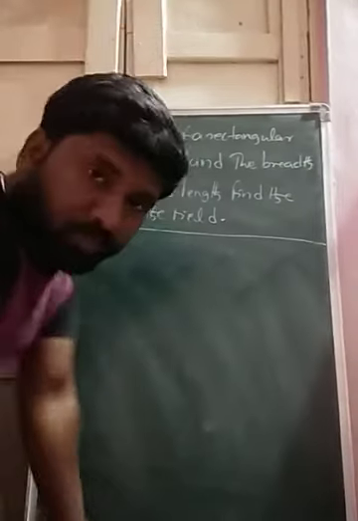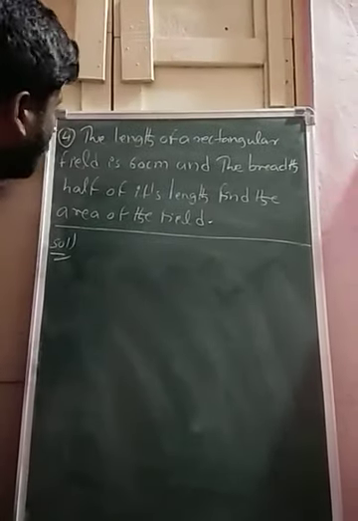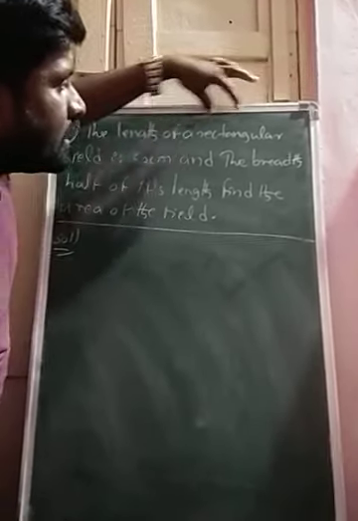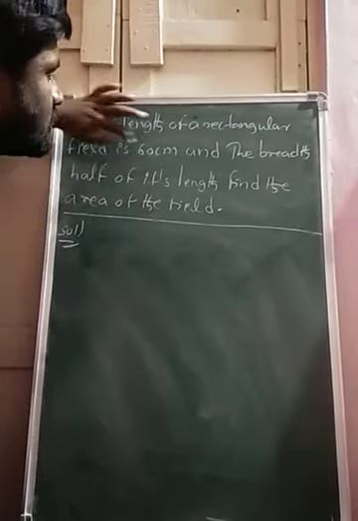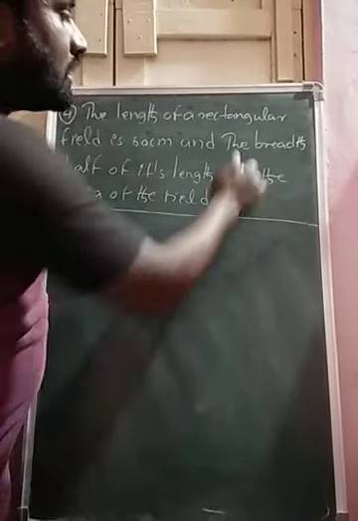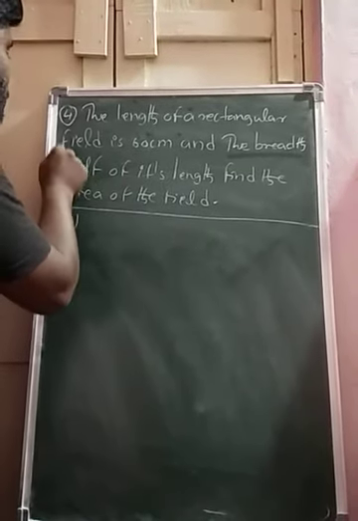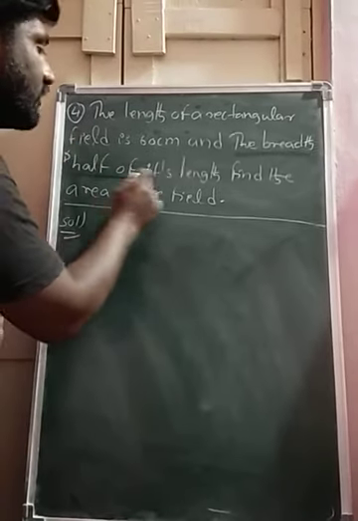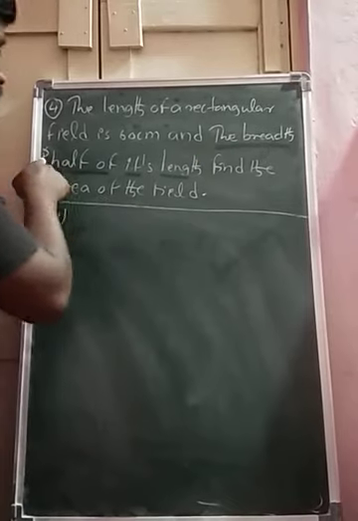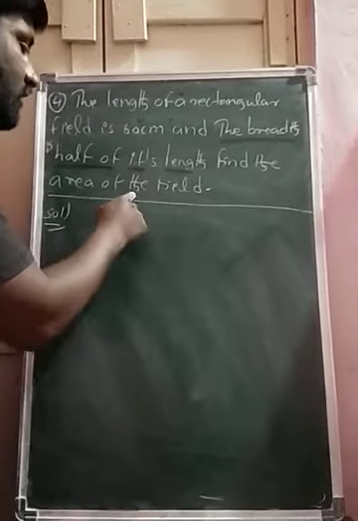Good. Okay, students, now question number 4. The question is given here. The length of a rectangular field is 60 centimeter, and the breadth is half of its length. Find the area of the field.